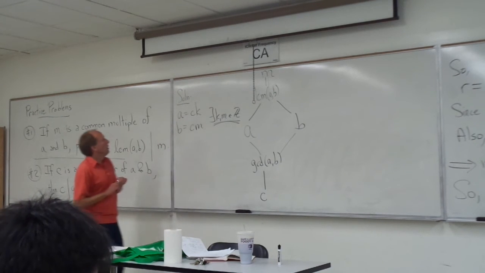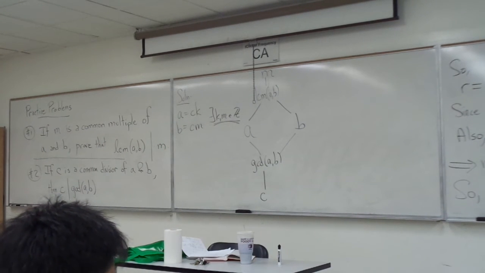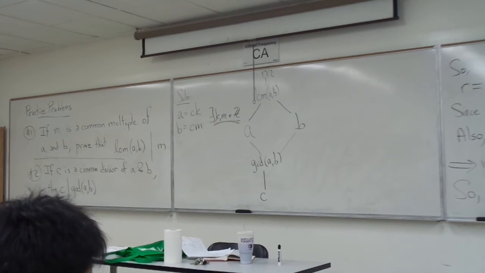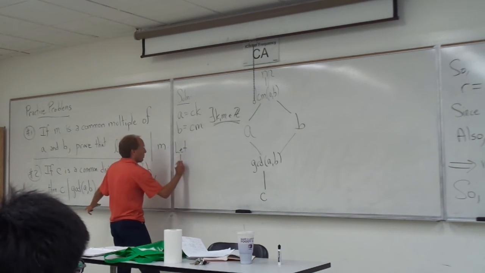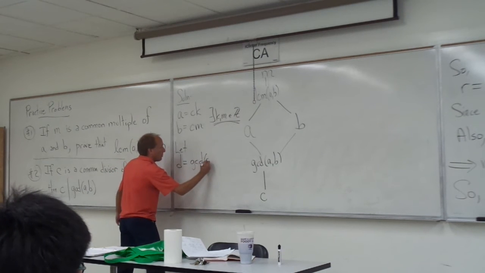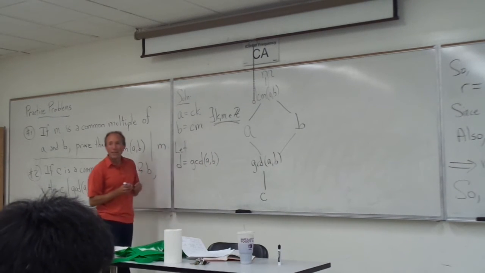Okay, so this would be great. So A is a multiple of C, so C divides A and C divides B. That's basically what we have there. Let me give a name to the GCD, just so, again, we don't have to work too hard. So I'm going to let D be equal to the GCD of A and B.